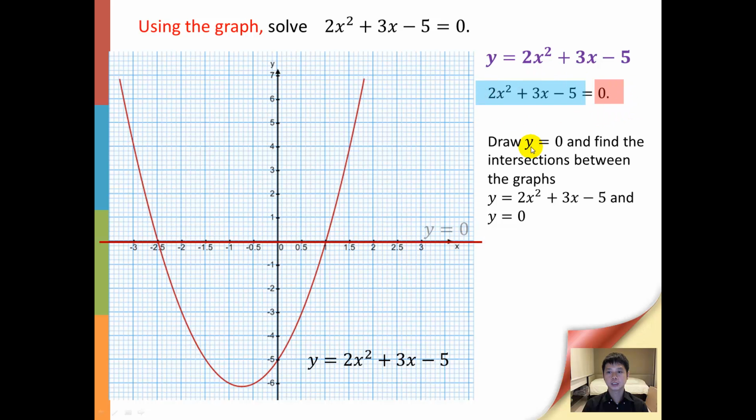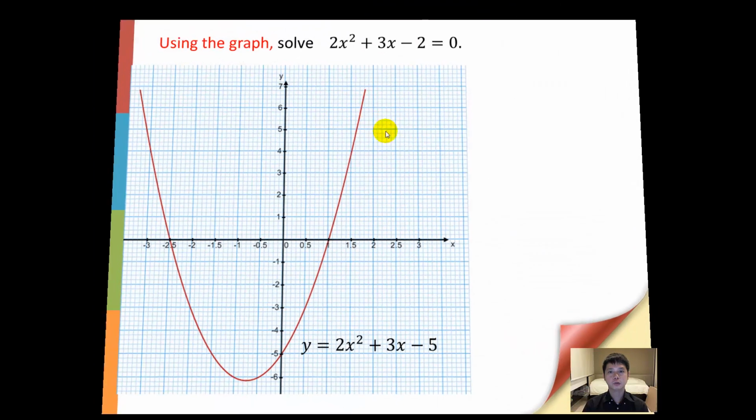So first, let us draw y equals 0. And hence, what is the intersection between this curve here and y equals 0? Yes, it will be these 2 points here. Can you identify the values of x? The values of x will be x equals negative 2.5 or x equals 1. And therefore, we have used this curve here to help us solve this equation.